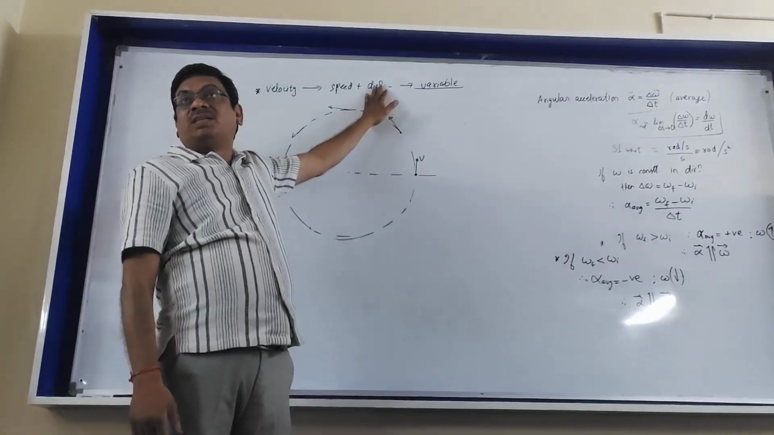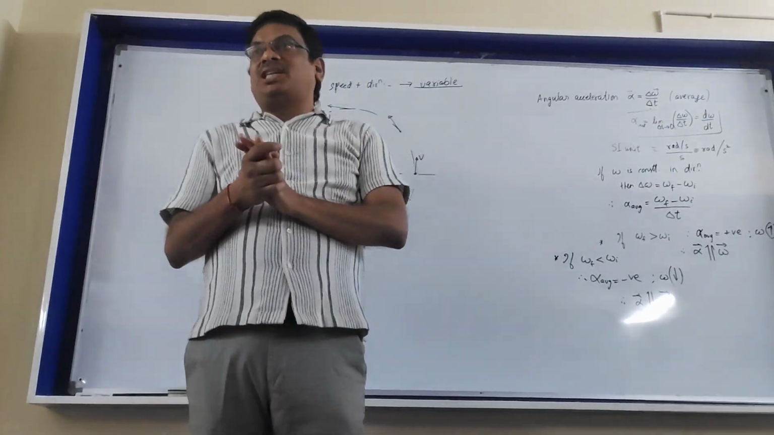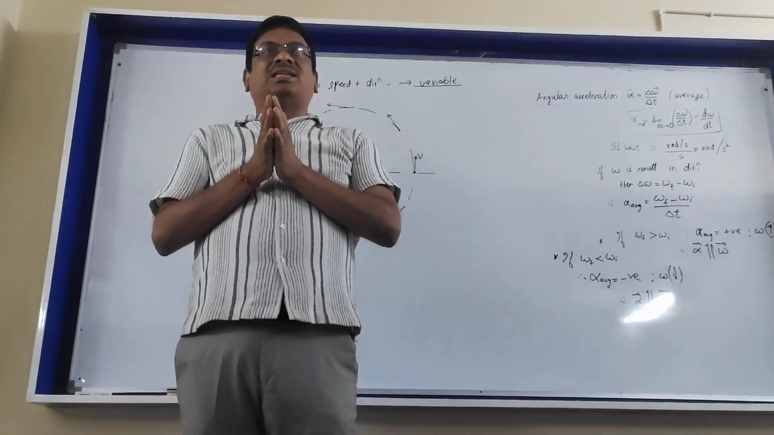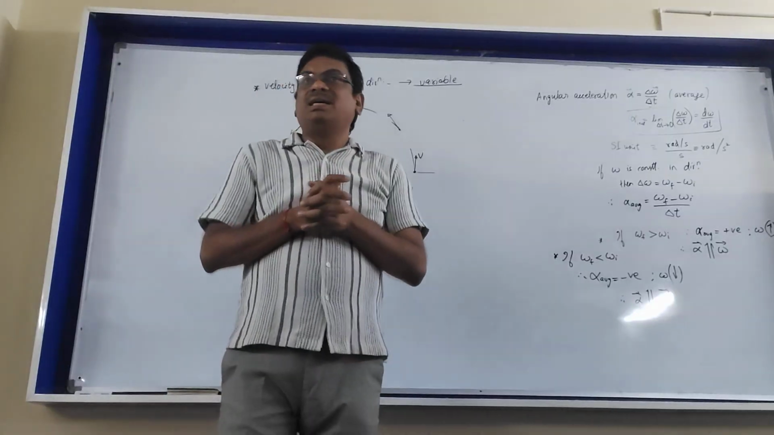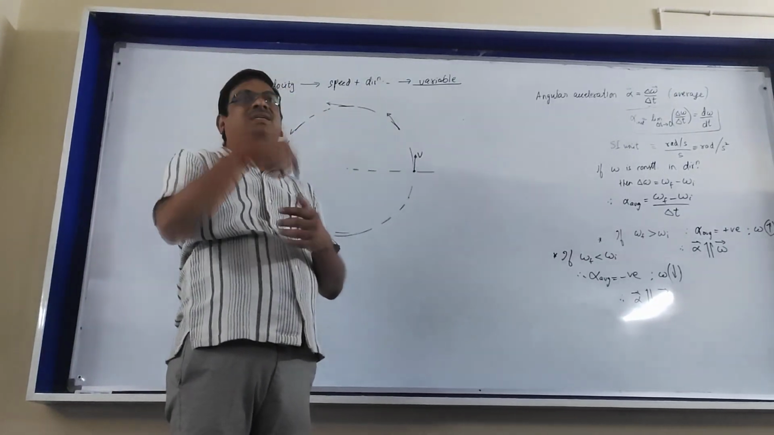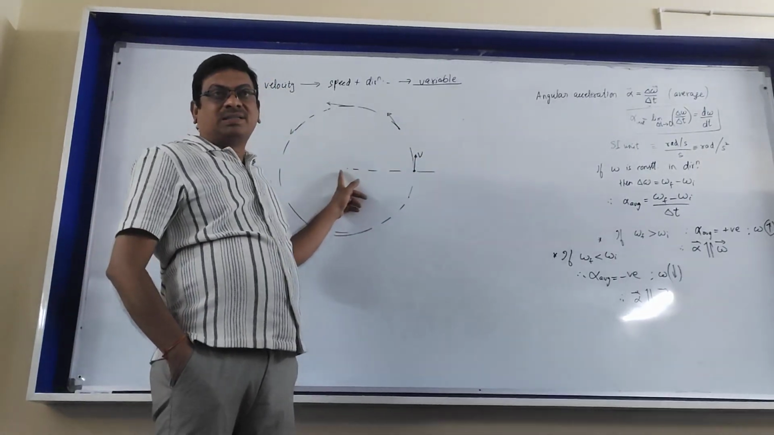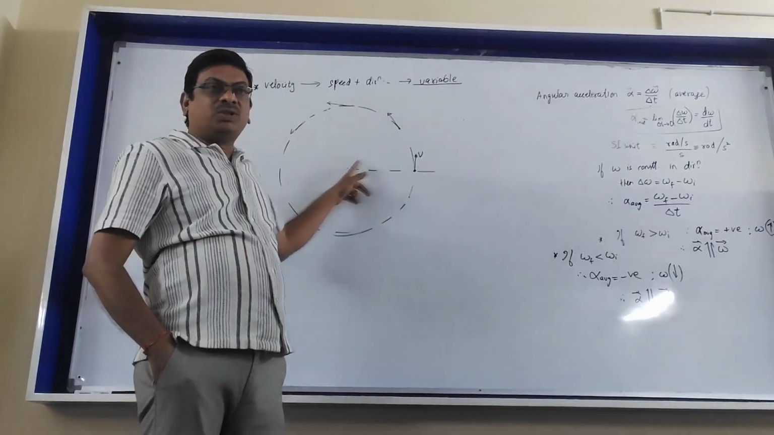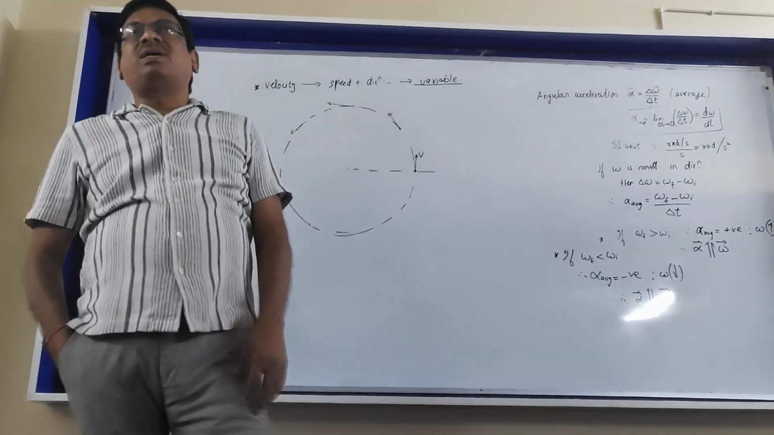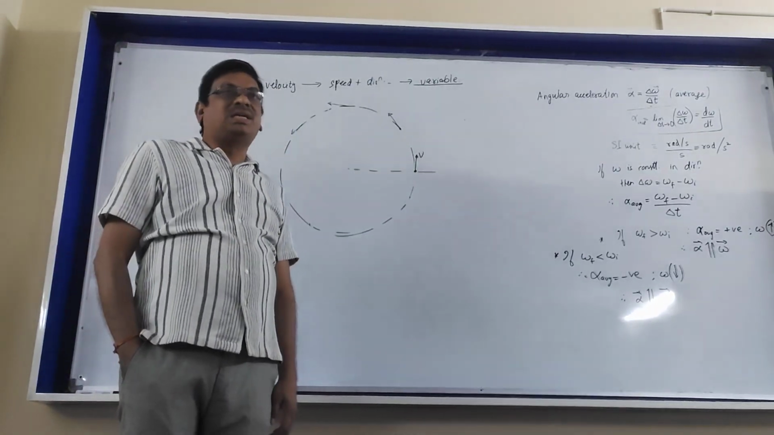But when the velocity changes in terms of direction, then the corresponding linear acceleration is known as centripetal acceleration, also known as radial acceleration. Centripetal means center seeking. It is always directed towards the center. It is also known as radial because it is along the radius. From the particle you join the center, you get the radius. Hence the name centripetal acceleration.